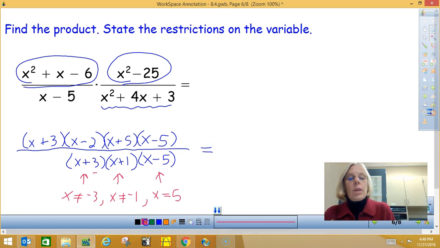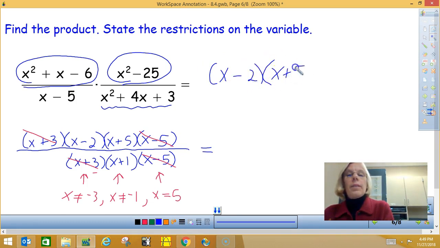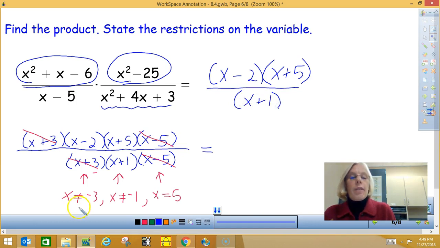Then I will cancel. The factor x plus 3 cancels. The factors x minus 5 cancel. And I have x minus 2 times x plus 5 over x plus 1, and I have my restrictions.